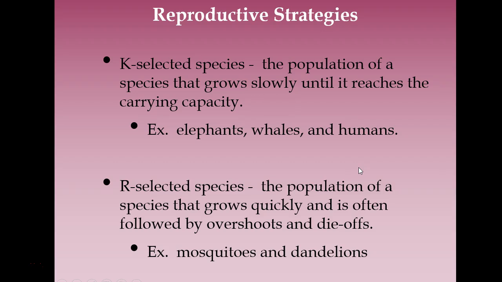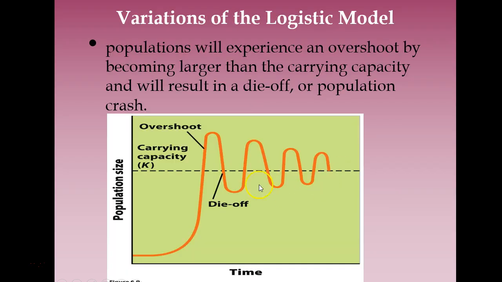Well, we have a couple of different species that we can categorize these organisms into. We have K-selected species and R-selected species. Now, when we talk about these reproductive strategies, it depends on the organism. K-selected species, in terms of logistic growth, will grow slowly until they reach the carrying capacity. These are organisms that usually don't have a lot of offspring, so you won't see as much overshoot, if any.